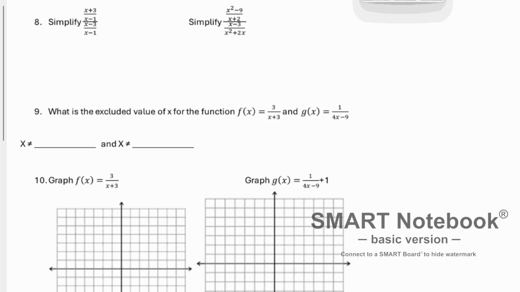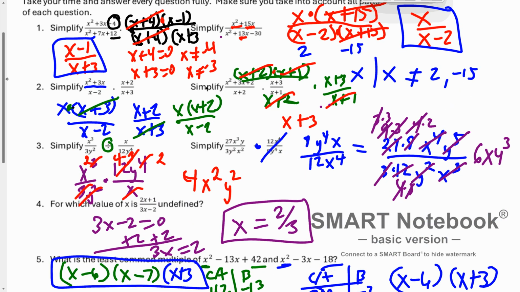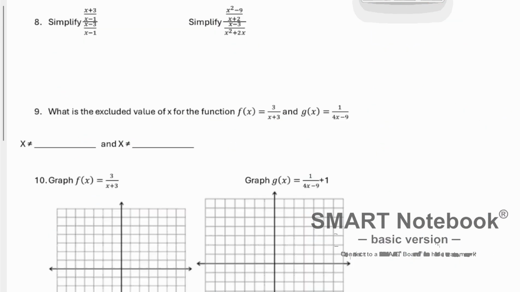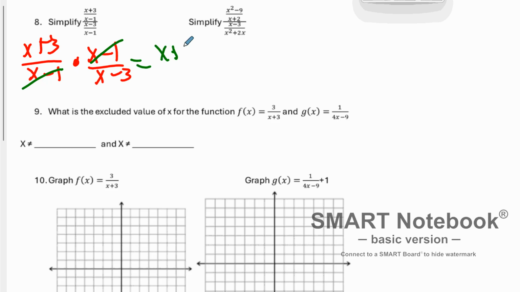But whenever you're dividing by another fraction, you can flip it, just like we did on number 3 here. So we're going to take x plus 3 over x minus 1 divided by x minus 3 over x minus 1. I'm going to flip that bottom one, so x minus 1 will be on top, and then I'll be multiplying. So these will cancel, x minus 1 multiplied by x minus 1 and divided by x minus 1. So then I'm just left with x plus 3 over x minus 3.